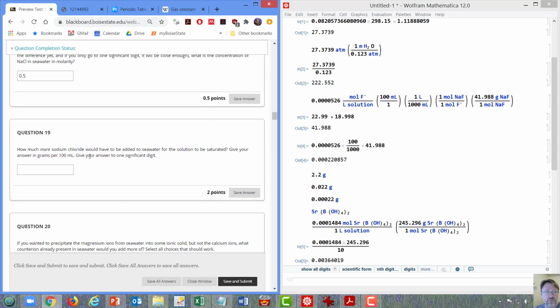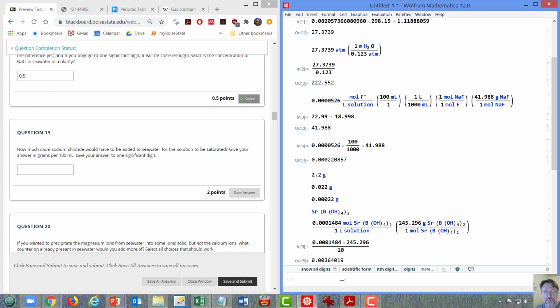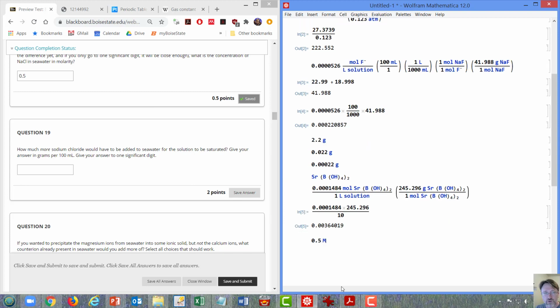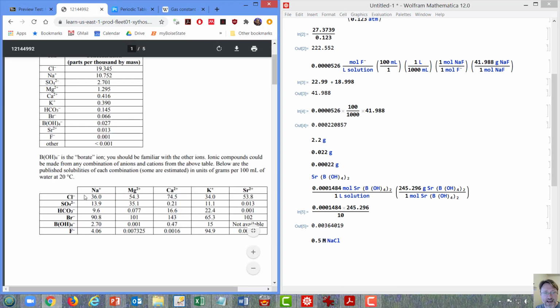How much more sodium chloride would have to be added to seawater for the solution to be saturated? Give your answer in grams per 100 milliliters. All right, so if we're starting at 0.5, you can do it a couple different ways. One would be to figure out the saturation concentration in molarity, subtract this from it, and then convert that to the right units. The easier way to do it is to convert 0.5 molar NaCl into grams per 100 mils units, because here we already have the saturation concentration in grams per 100 mils, and then we should be able to just subtract the two.